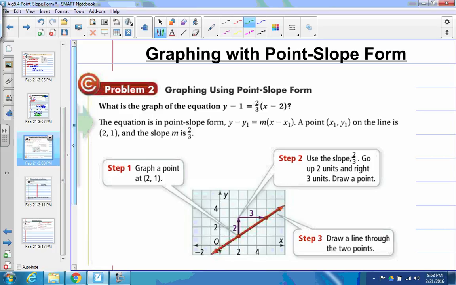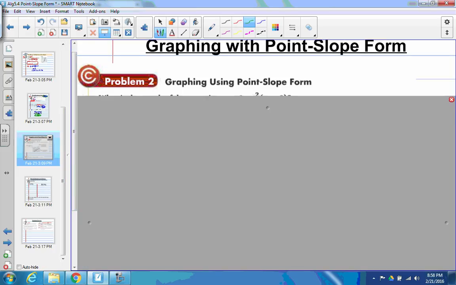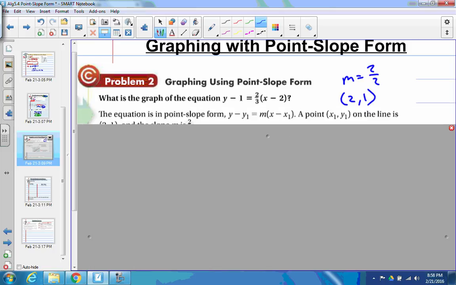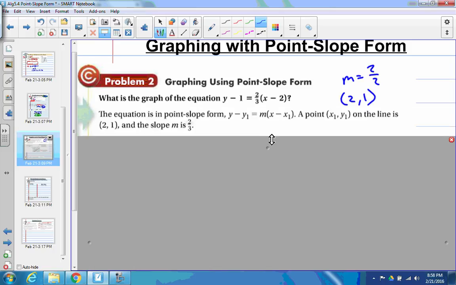Alright, second part I want to do today is graphing with point slope form. So we're going to make this quick. I'm going to give you a problem that says, what is the graph of the equation y minus 1, so that would be our y1, equals 2/3 times x minus 2. So remember, before we even start, you can tell that the slope is 2/3, so that's our rise over run. And there's a point, the x1 would be 2, and y1 would be 1. They're both going to be positive because the subtraction symbol is still there.